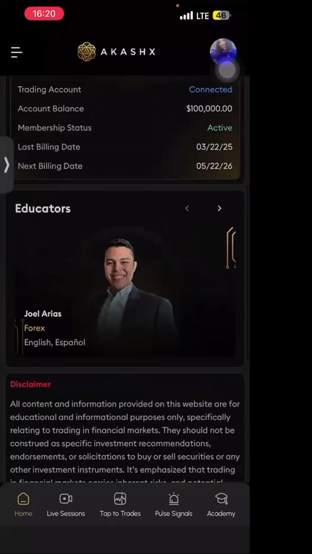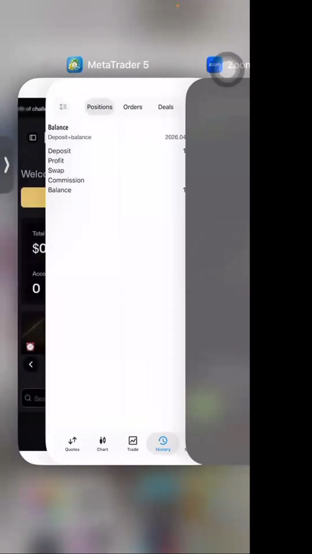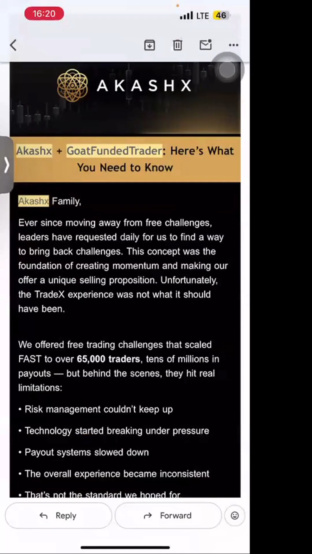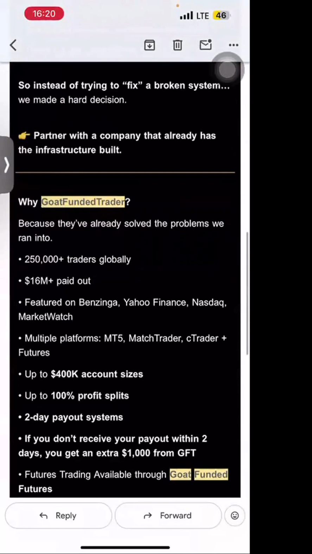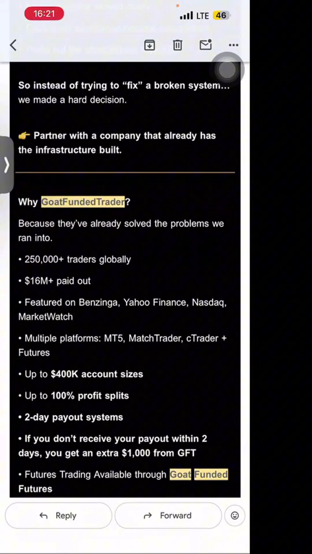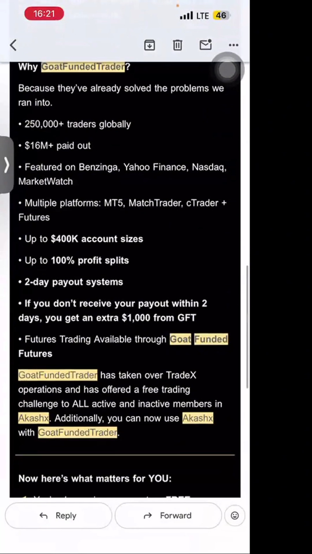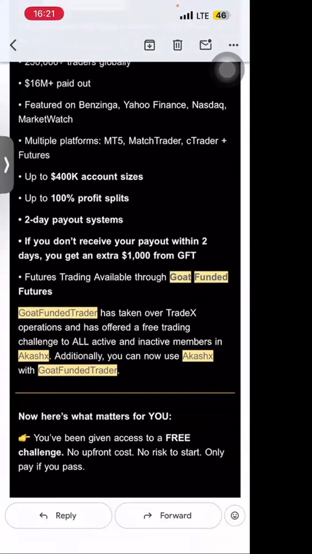And with GoatFunded, if you check the track record of GoatFunded, right now it has paid over, look at it. You can see it here. They said, why GoatFunded? Because they've solved the problems we ran into. They have over 250,000 traders globally, and they've paid out over $16 million in payouts. So these people have helped traders make so much money. So why won't we use this?